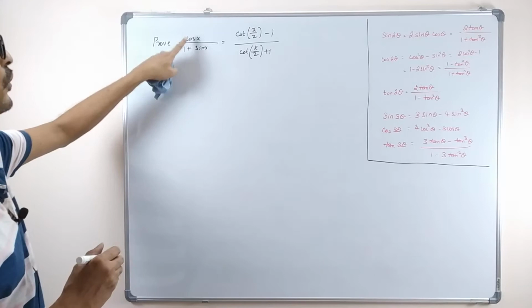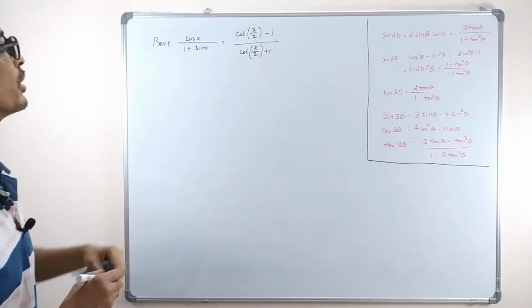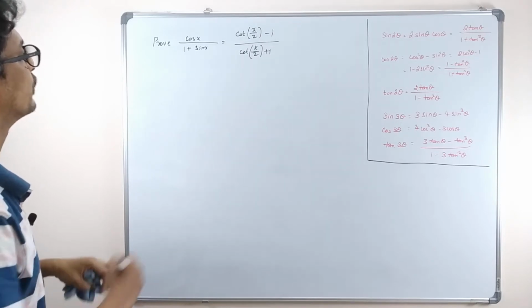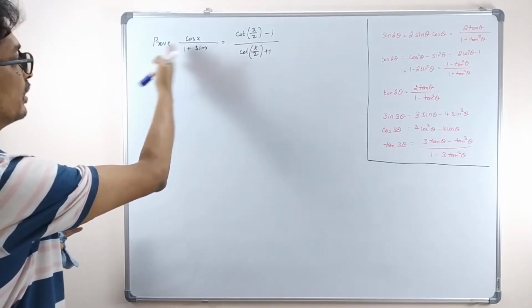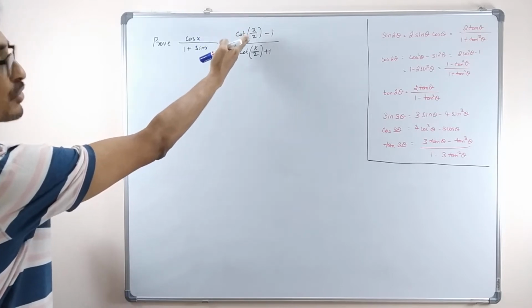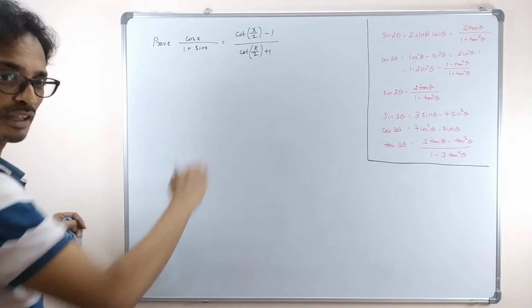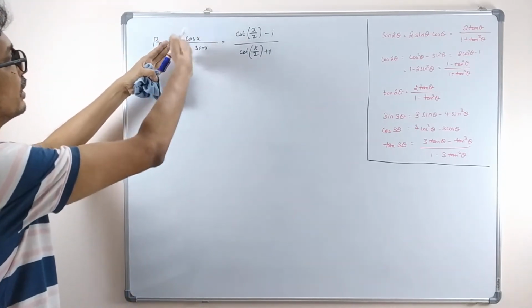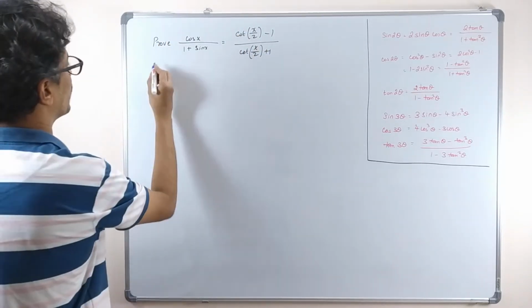2 cos x by (1 plus sin x) equal to (cot x by 2 minus 1) by (cot x by 2 plus 1). Say either you can approach from both sides. You can start from the LHS and show it will be equal to RHS. Because if you take cot, expand cot as cos x by 2 by sin x by 2, then take the LCM and all will come out to be the same. That way also you can show, or go from the LHS and show that will be equal to RHS.